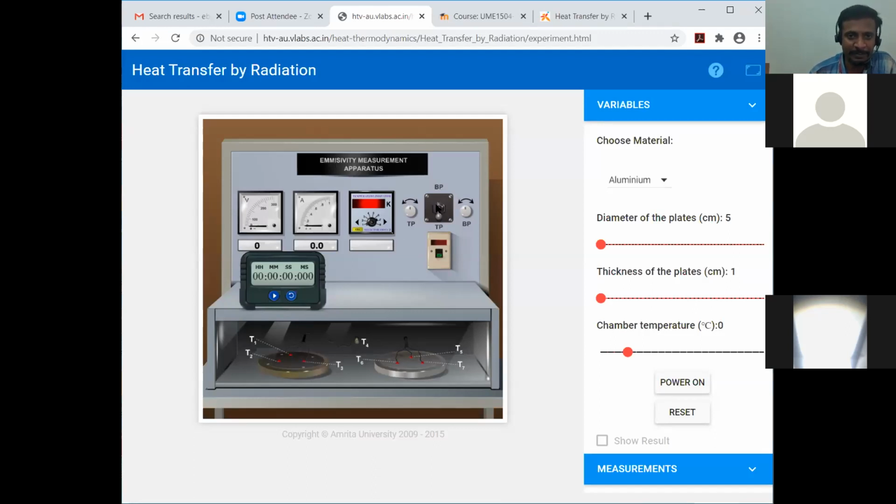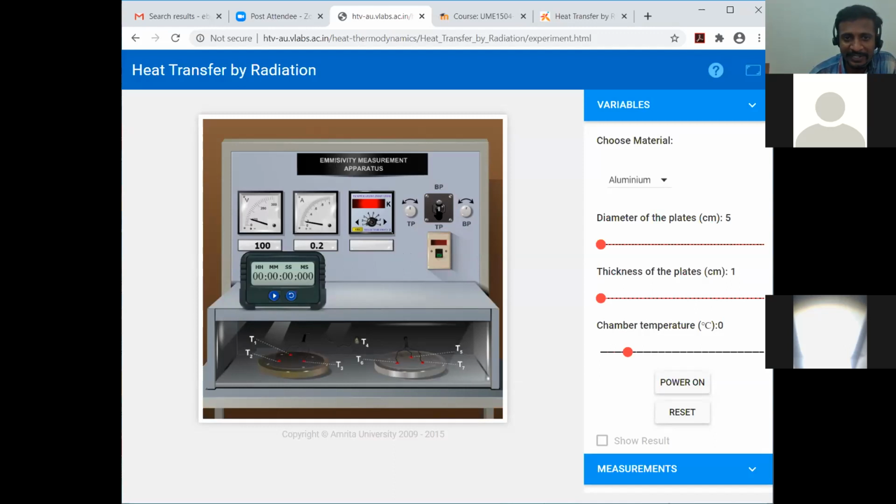Now let's start with the black plate. Let us apply the same power. We are applying 100 volts and 0.2 amps of energy. As I said, you can apply two different values. We have applied it for the black plate.